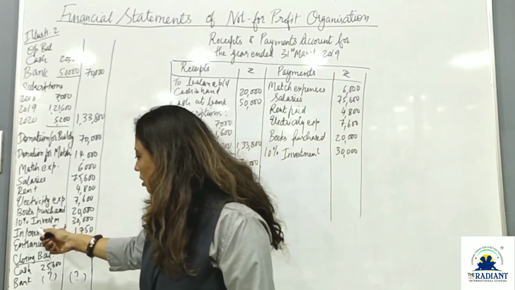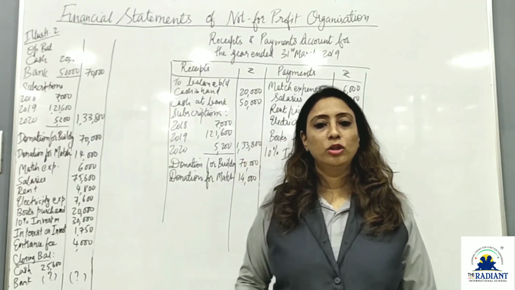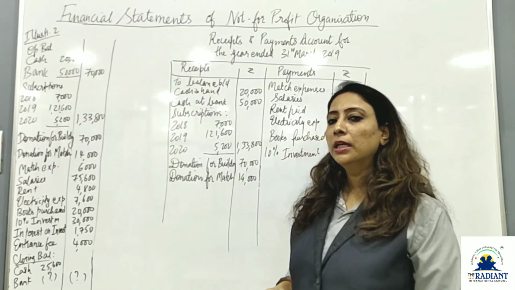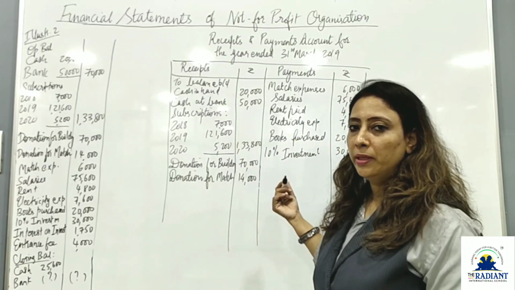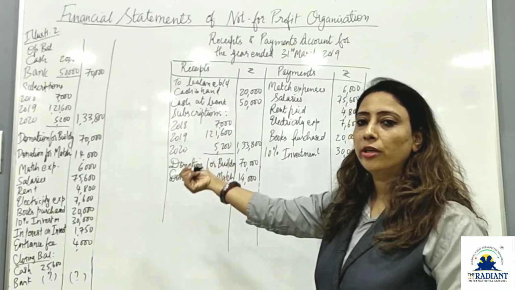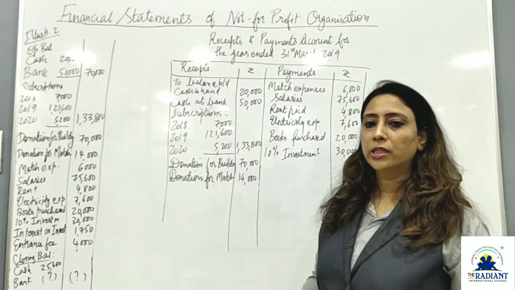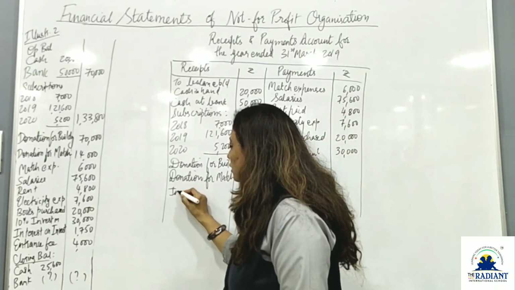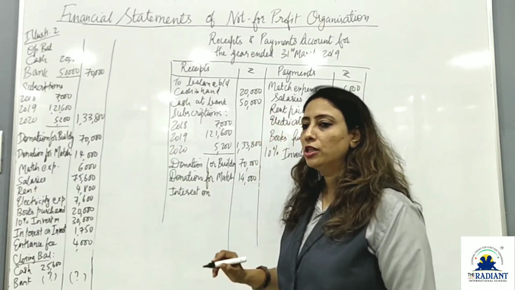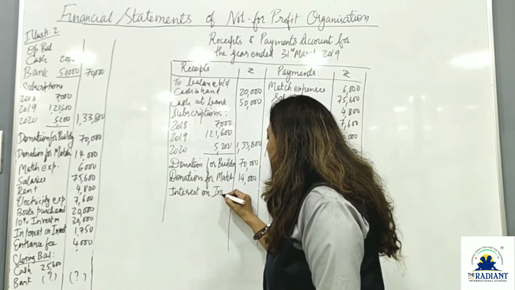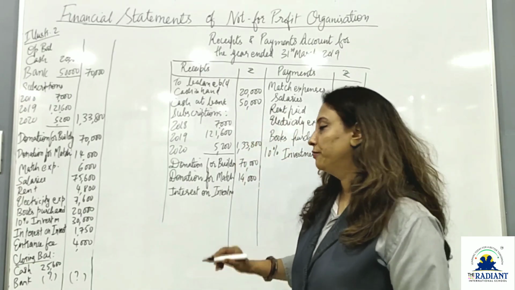Next, interest on investment. Now this investment which you have made, on the same investment you are receiving some interest. If you receive something, it won't be a payment, it will be your receipt, it is your revenue, it is your income. So you are going to show it under the heading receipts. So we will write it as interest on investment, that is 1,750.